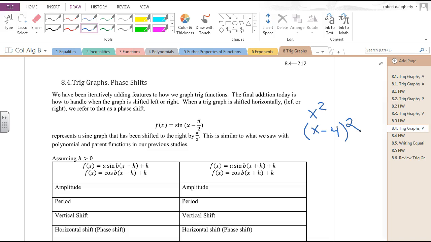It moved four to the right. What was backwards about this? Remember, the negative goes to the right, the positive goes to the left. And then what happened here? What was that? That moved it up too.